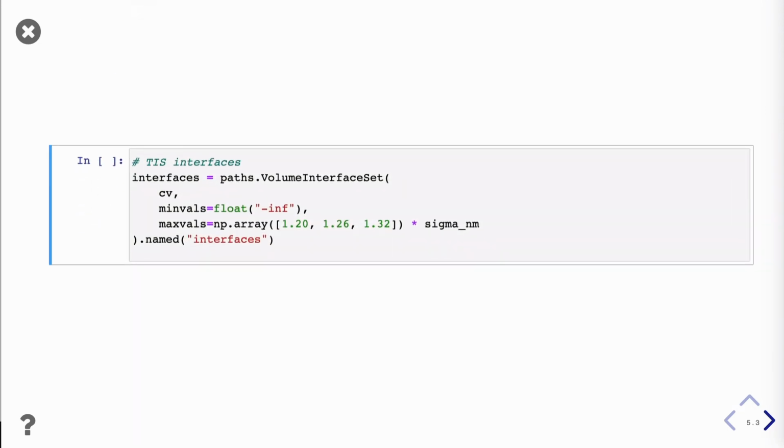For the TIS interfaces, we will use the volume interface set and again define our interface values at 1.2, 1.26, 1.32 times sigma_nm. I used a NumPy array there just so I could simply multiply once by sigma_nm, otherwise I'd type 1.2 times sigma_nm, 1.26 times sigma_nm, etc. It's just a little bit easier with NumPy.